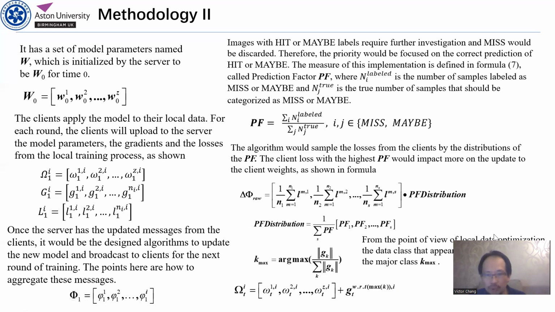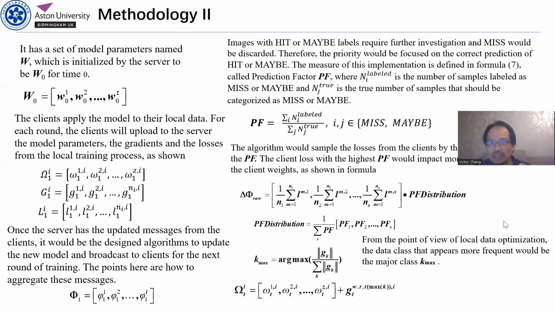And then from the point of view of local data optimization, the data class that appears more frequently will be the major class, KMax. So for KMax we have to get all of them together, and then with the gradients, because when you are doing scientific research, we do a lot of research. Therefore, the gradient will determine what sort of regression we may perform, and you can also find more information in our paper if you want to read it.